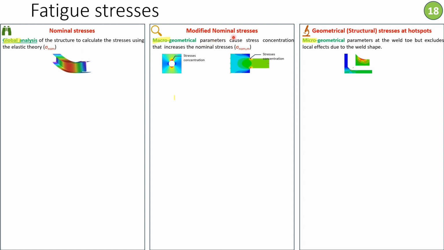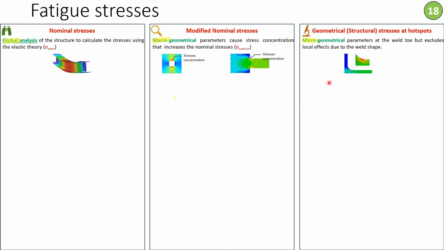Modified nominal stresses are where you have a macro geometrical parameter that causes discontinuity in the stress trajectories, which leads to a stress concentration that increases the nominal stresses. Examples for that are next to bolt holes and re-entrant corners. And we can notice the stress concentration around the hole and the stress concentration around the re-entrant corners.